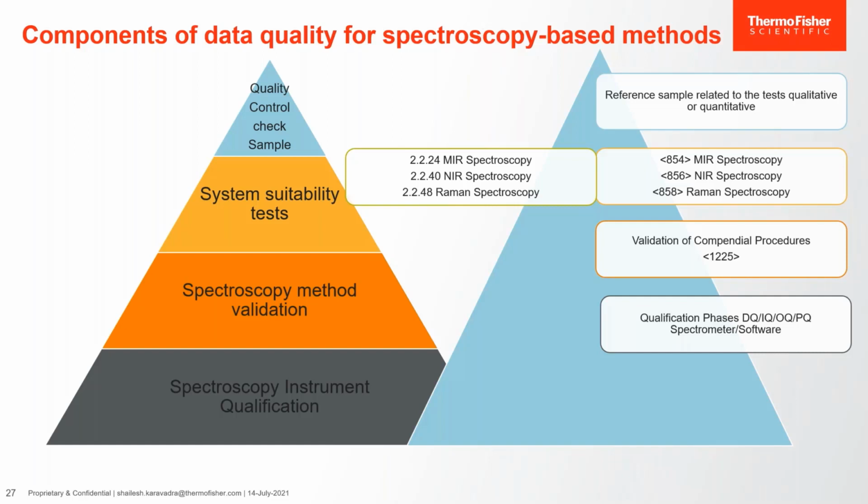For spectroscopy method validation, the validation of compendial methods chapter 1225 is generally applied. The main phases of the AIQ are the qualification phases, which start from design qualification, instrument qualification, performance qualification, and ongoing tests that are required to make sure that the systems comply with the various pharmacopoeia requirements in terms of system suitability tests and how the quality control check samples are done.